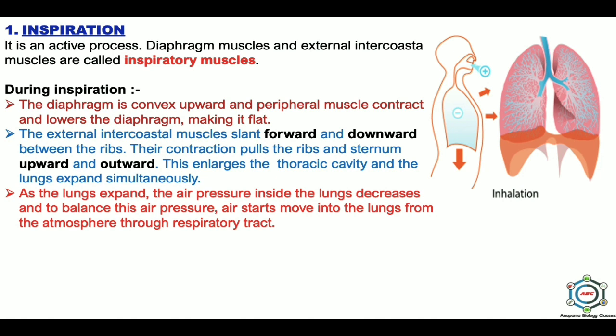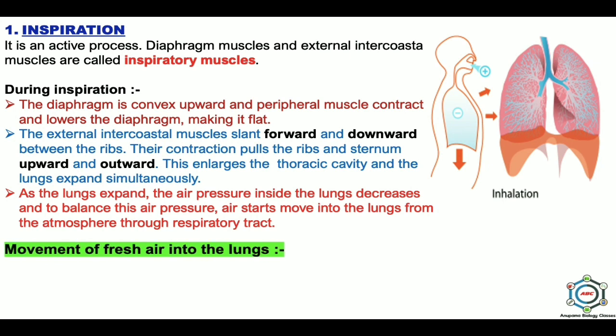The air pressure inside the lungs decreases, and to balance this air pressure, air starts to move into the lungs from the atmosphere through the respiratory tract. So it occurs when the volume of the thoracic cavity increases and the air pressure decreases. Movement of fresh air into the lungs: you can see here the way the fresh air moves into the lungs.